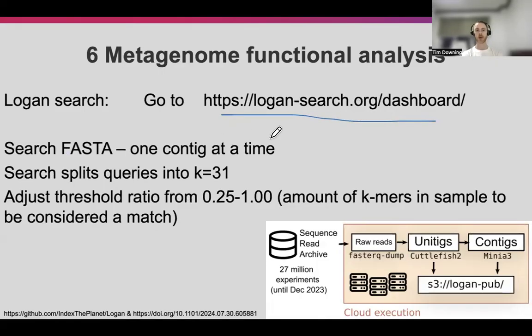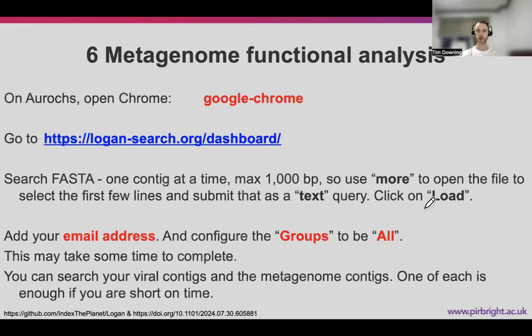We're going to search, well, not even one contig at a time. We're going to use a text search just for a fragment of a contig. It will split this contig into k-mer length of 31. We can adjust the stringency threshold to be higher or lower, and that reflects the number of k-mers in a sample to be considered a match. And that will take our query to query them against; we're mainly interested in contigs that can be matched.